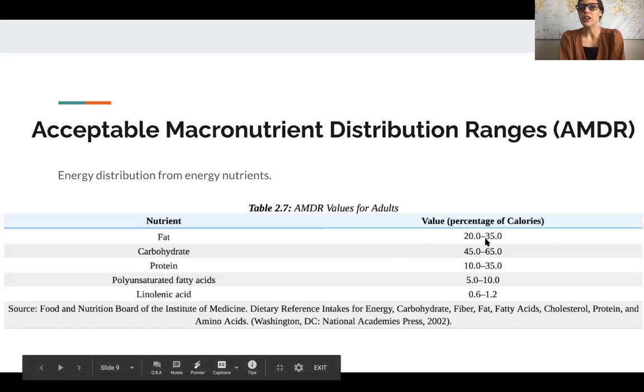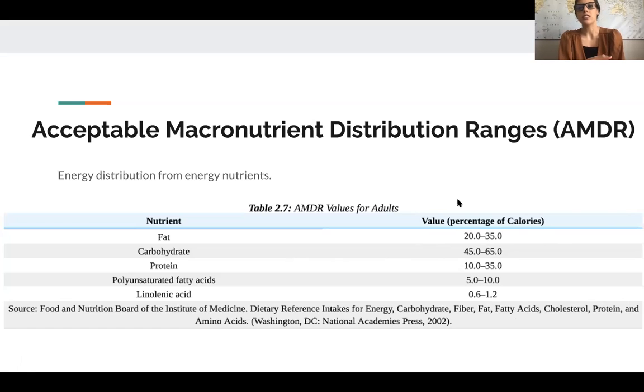Again, you can see there's variation when it comes to these ranges, and that's something that you would need to determine for yourself. It might be a bit of trial and error in order to determine what works best for you and for your personal energy needs.